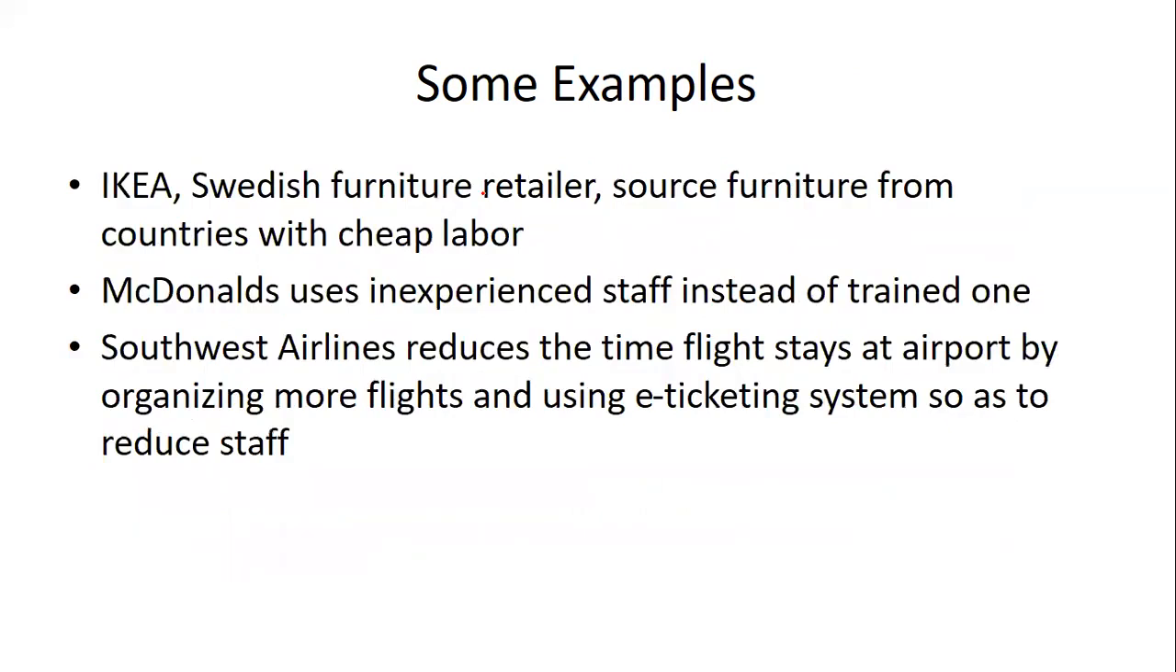Then we have some more examples. IKEA is a furniture retailer which sources furniture from countries with cheap labor. McDonald's has inexperienced staff instead of trained ones. Southwest Airlines reduces the time flights stay at the airport by organizing more flights and using an e-ticketing system so as to reduce the staff. So these are some of the examples which talk about cost leadership, how you can achieve cost leadership and which organizations do that.